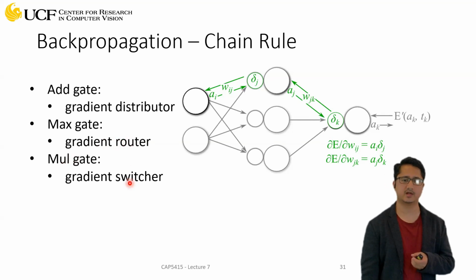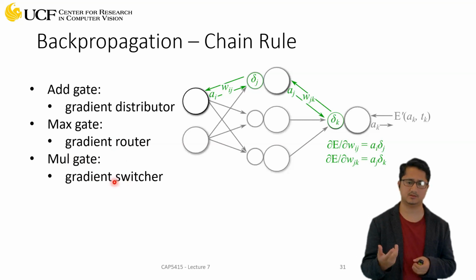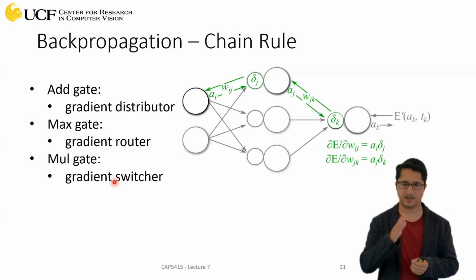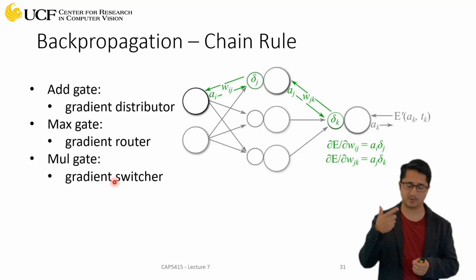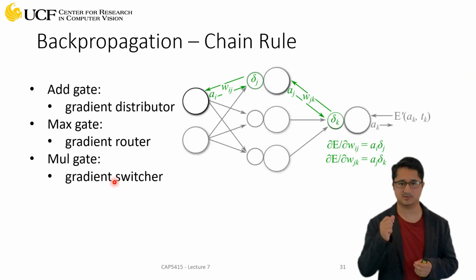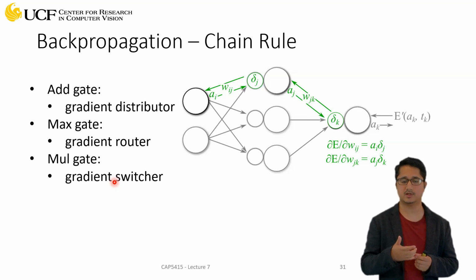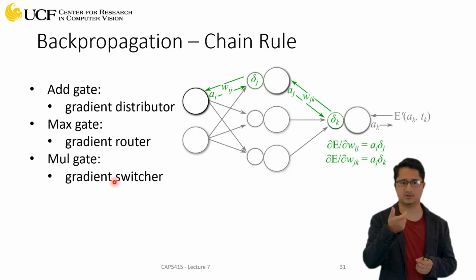And for multiplication, the gradient will switch. Again, this comes from the simple gradient rule. Let's say you have an equation x times y, and you want to compute the derivative of L with respect to y. Then y will be just gone, right? Because it's linear, and you will just have x. And that's why the gradient will switch. If it's y, it will go to x. And if it's coming from x, it will go to y.